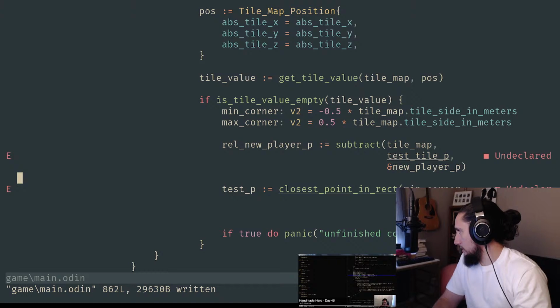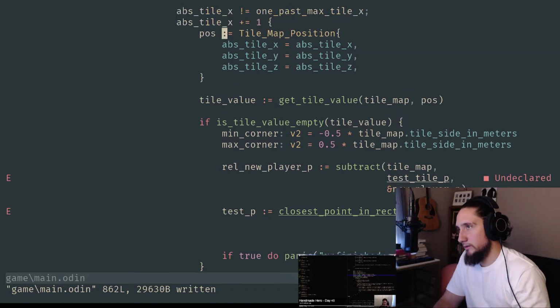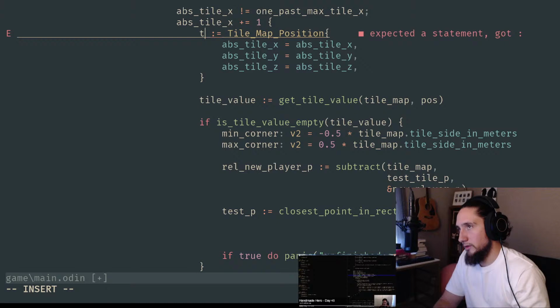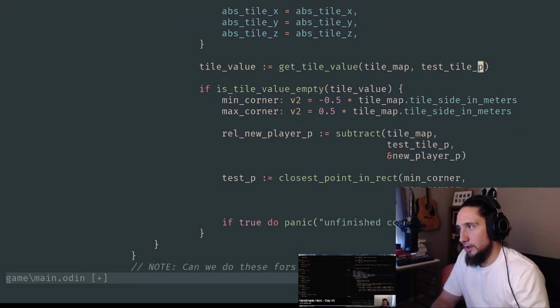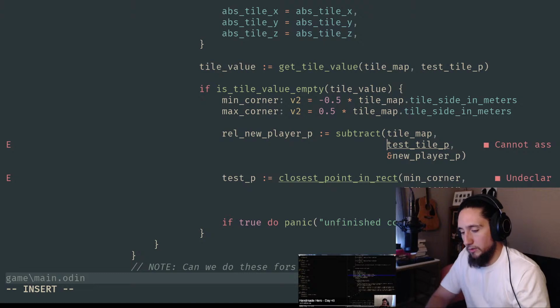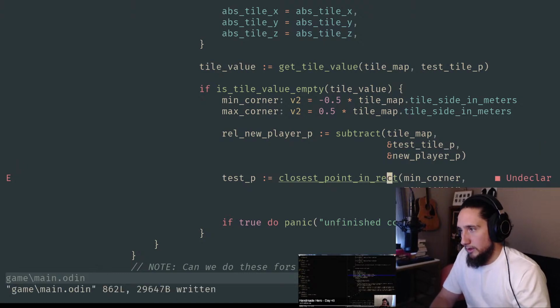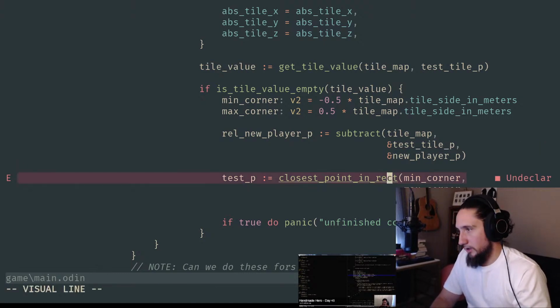I still don't see where this test tile P came from. Oh no, wait, it's up there. It's this right here. Whoa, whoa, whoa. Oh, okay. Yeah, so I should just change this to be test tile P. And then I think we're good. I'm guessing this needs to be the address. And then we need to define this right here.